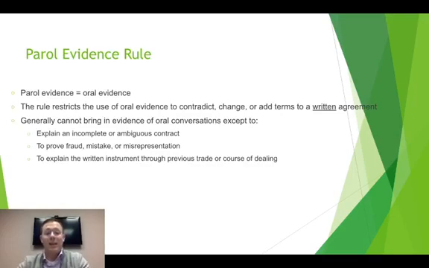You're simply explaining what was meant by something to a court, and there may be situations where you would need to use outside evidence, outside of the writing, to do that. You can also use it to prove fraud, of course, because you would necessarily need to, since the written agreement won't represent the fraud that took place.